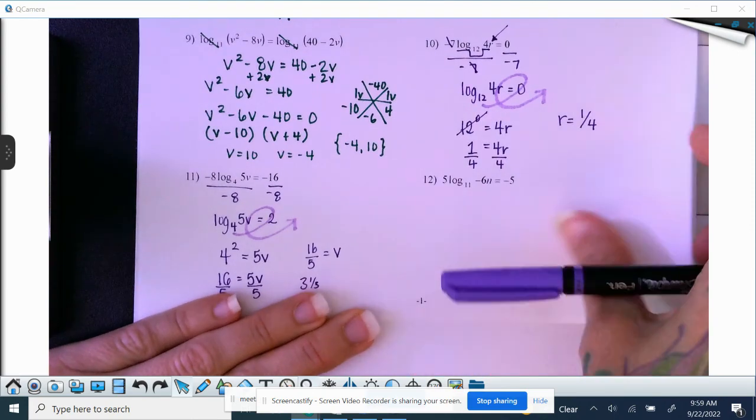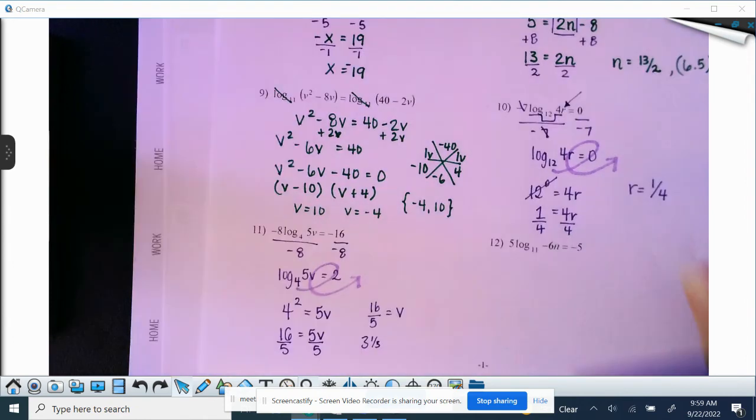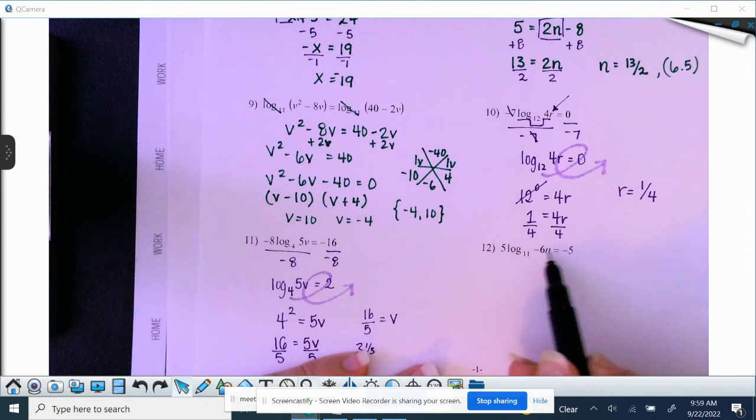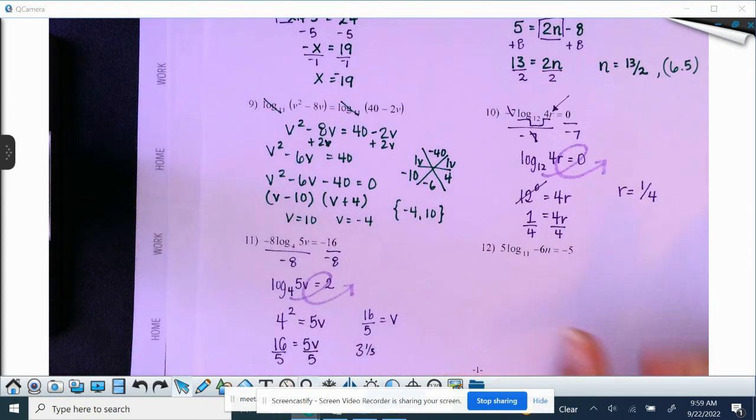So since we're closing in on our time here, I'm going to skip 12 because it's exactly the same problem. Again, log base 11 of negative 16 equals negative 5, but that 5 on the outside is our problem, so we're going to divide both sides by 5 and then boogie straight through like the two prior. See if I got us some extra ones that are a little different.